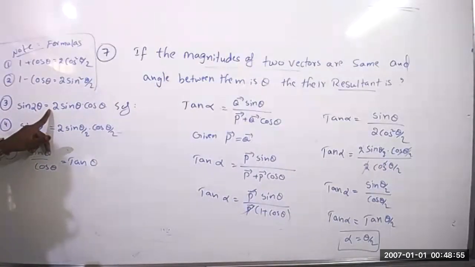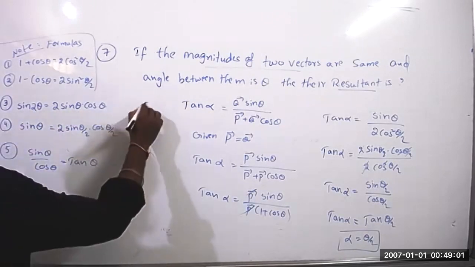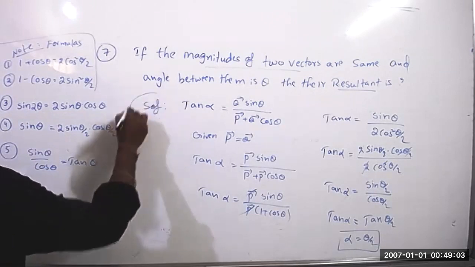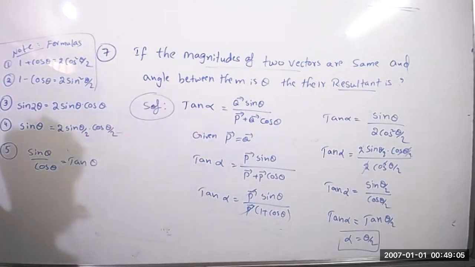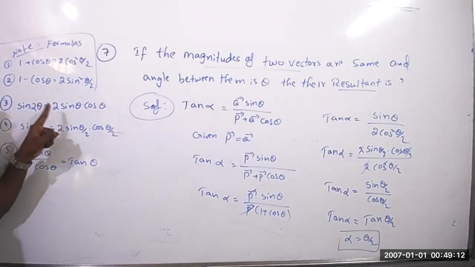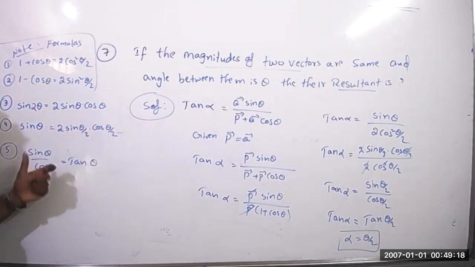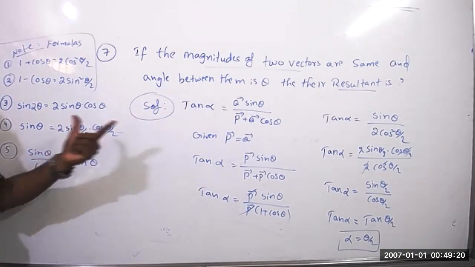Sin 2 theta equal to 2 sin theta into cos theta. I want sin theta, I don't want sin 2 theta. So 2 I send to the right hand side, 2 theta will become theta by 2, theta by 2, and so on. So sin theta by cos theta equal to tan theta from that.